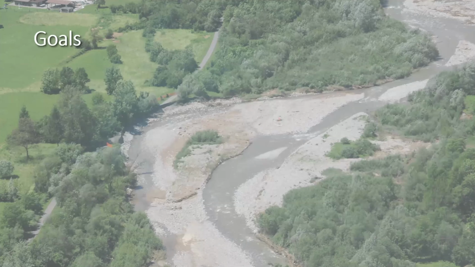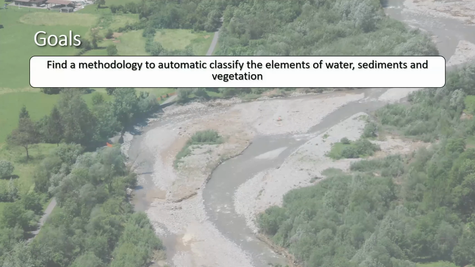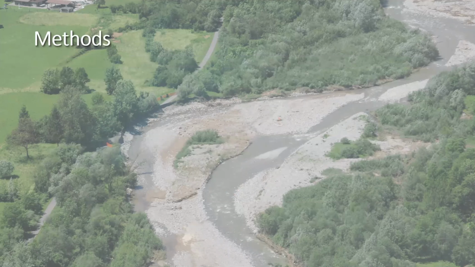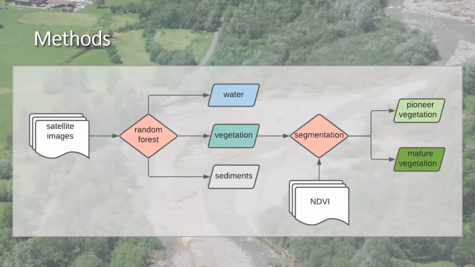Well, the main goal of this work is to find a methodology that allows us to automatically classify the elements of water, sediments, and vegetation through a series of satellite images. Thanks to this, we will analyze the past river forms and study the variation over the years so as to organize proper management plans. Well, the methodology that we have built is articulated as follows.